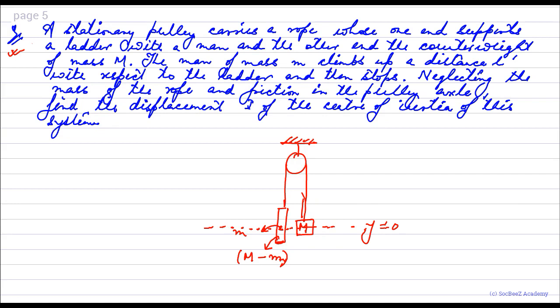Now let me draw the final state. In the final state, let's say that the man moved up by a distance of x1 and the ladder moved down by a distance of x2. Okay, so the center of mass of the ladder is at a distance x2 below the reference level. Now this point moved down by a distance of x2, which implies that this point of this string is going to move up by a distance of x2, which would imply that capital M has moved up by a distance of x2.